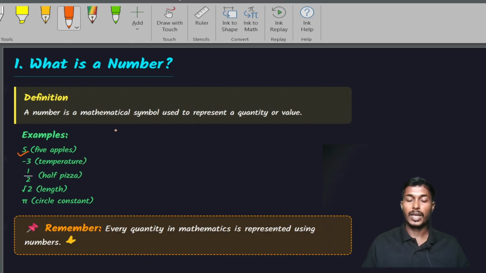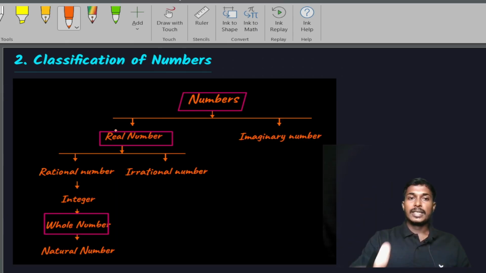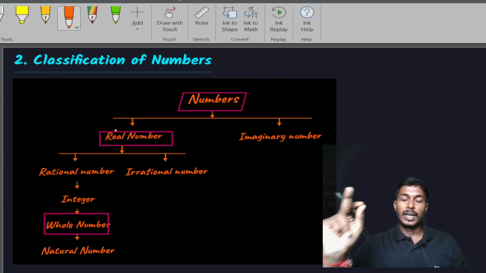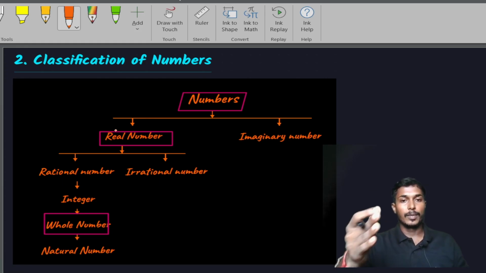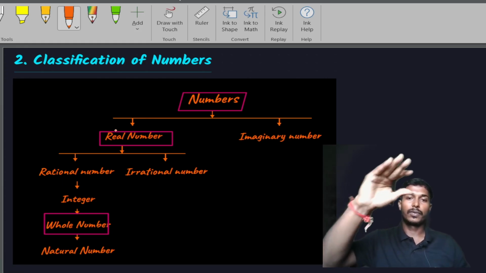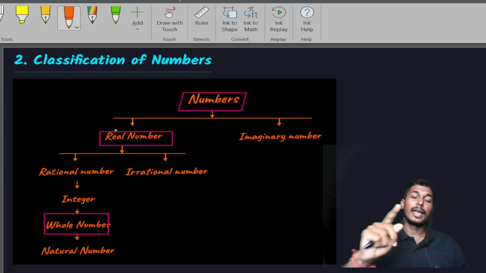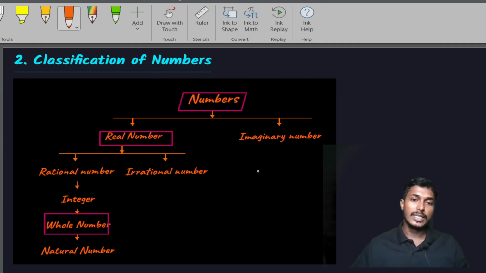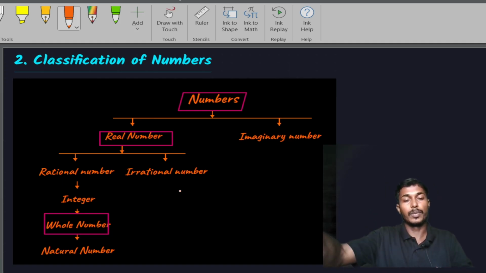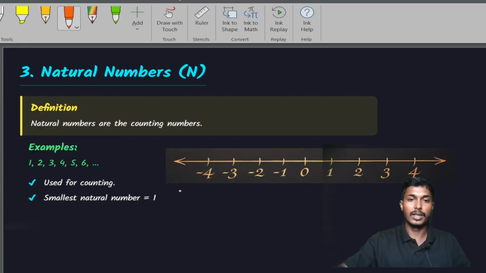Is that thing clear? Now, this is the classification of numbers, and you don't have to worry about this diagram and this flowchart. I guarantee you, after 2 minutes, you will be able to understand this whole flowchart, and you can teach this flowchart to other people too. But give me 2 minutes for that. Let us study, what is a natural number?